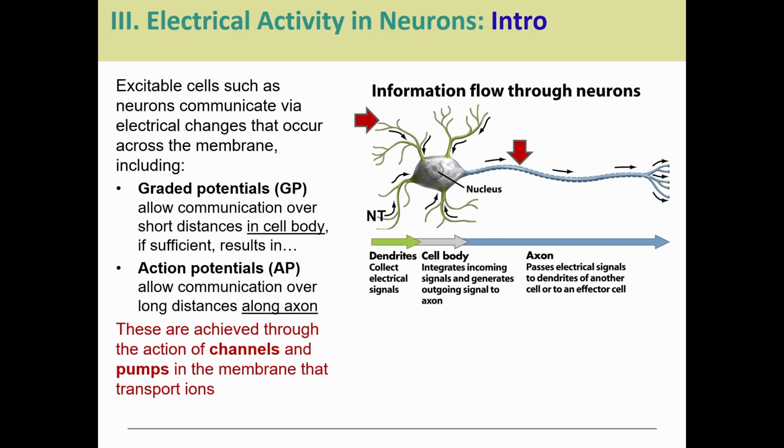Now, as a neuron, we are excitable, meaning we can cause a change in that electrical charge. We can change from negative 70 to something more positive. There are a couple of ways these electrical changes can happen. A graded potential allows communication over a short distance in the cell body, and an action potential goes along the axon. So graded potential happens in the cell body, and action potential happens along the axon. And there are channels and pumps that move ions back and forth across the membrane, which allow for these changes in the electrical charge.